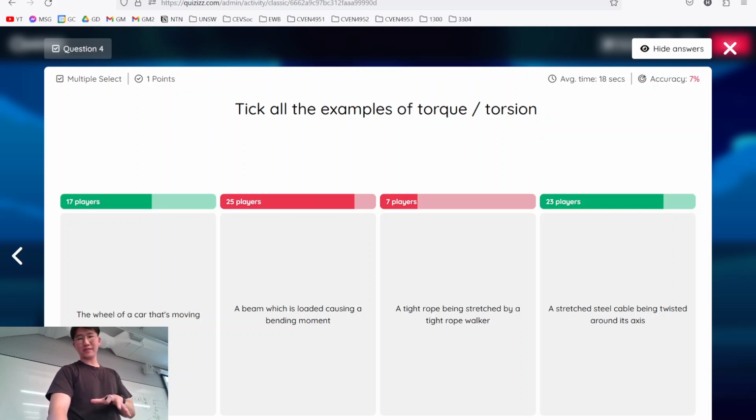A tightrope falls under a similar case as the bending. And then a stretched steel cable, if you twist it, that's torsion for the same reason. It's just like the wheel, because it goes around the axis like that.